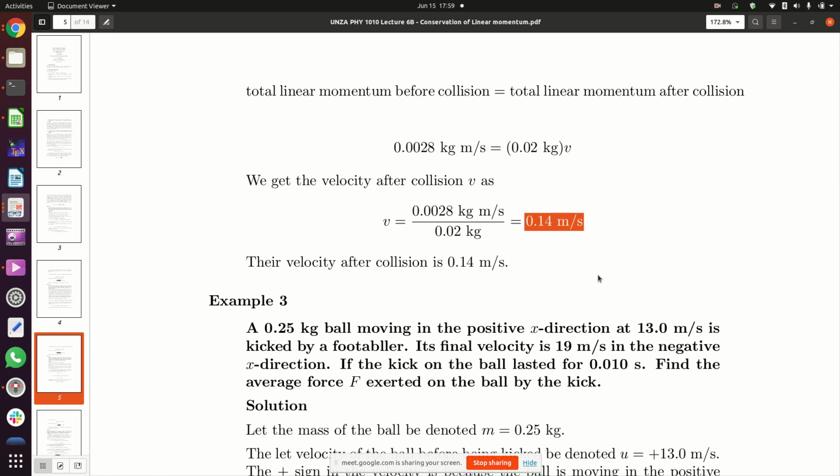So when you've got a big object colliding against a smaller object, usually after the collision, things tend to move in the direction of the bigger one. But of course, the bigger one is going to experience a reduced speed. Is that clear? Any questions? Yes, it's clear. Okay, any questions?